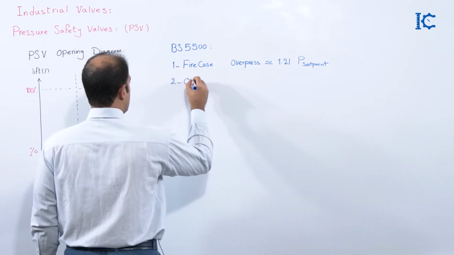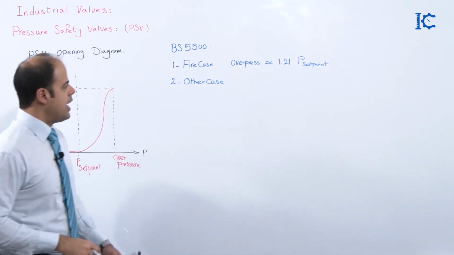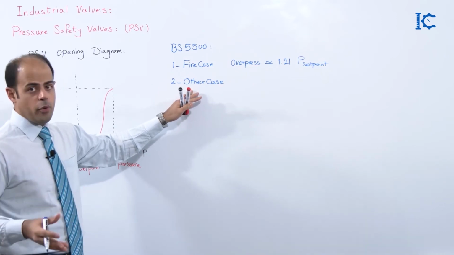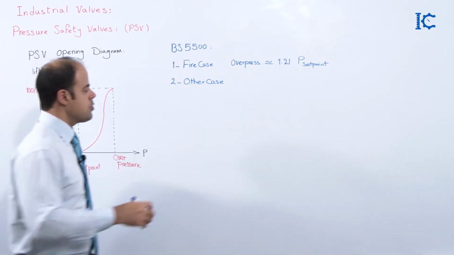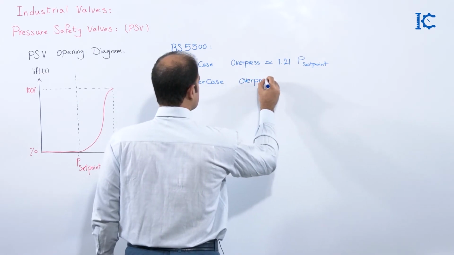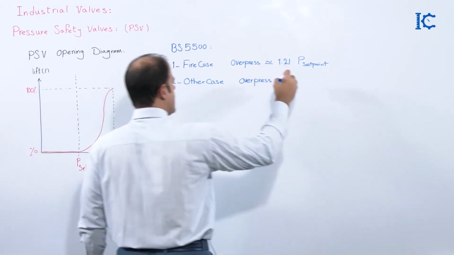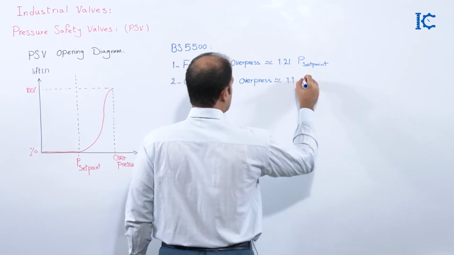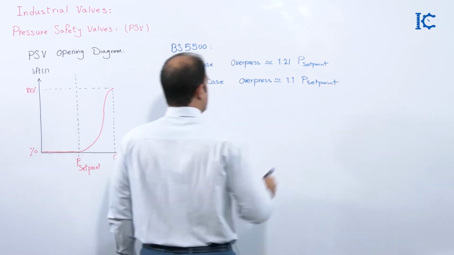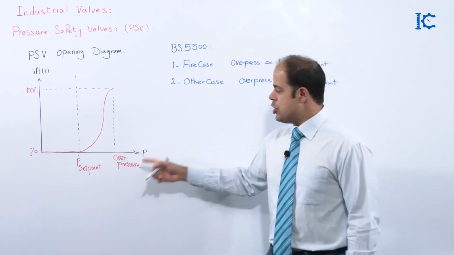And for other cases, when I'm talking about other cases, gas expansion, liquid evaporation, power failure, and these items, the overpressure here would be 10% more than the set point, 1.1 times the set point. So you need to consider these two matters, and then you will reach the overpressure.